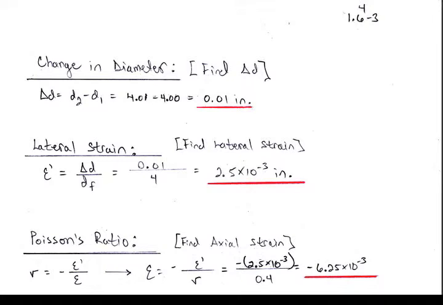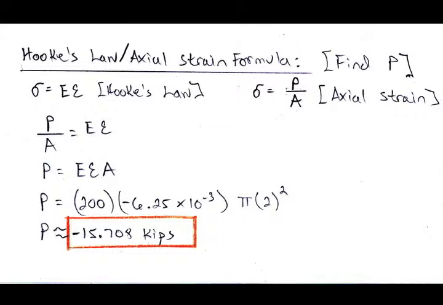Since we were already given the value for Poisson's ratio, if we rearrange that a little bit, you'll see that we can find the axial strain by putting the lateral strain over Poisson's ratio, which is going to leave us with negative 6.25 times 10 to the minus third.